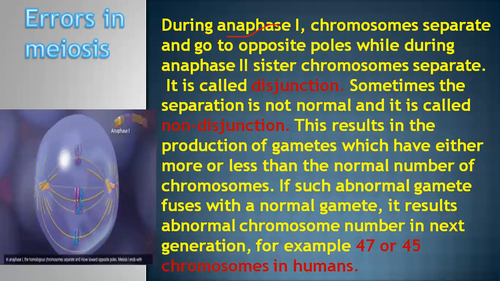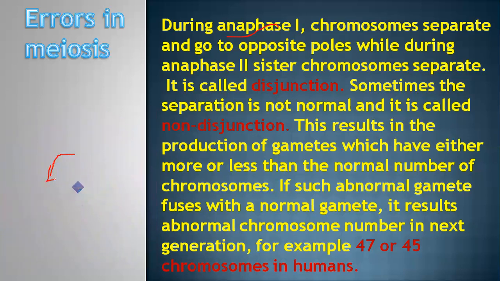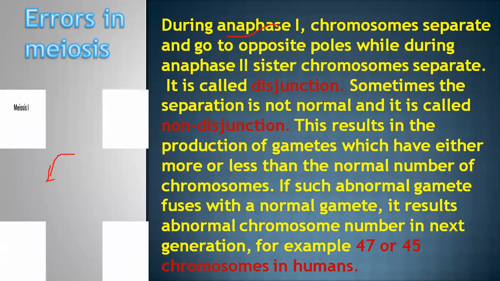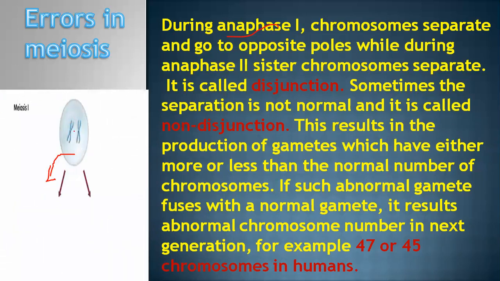Sometimes the separation is not normal, and sometimes they are not completely separated. Sometimes they get attached to one another, and sometimes this set will not be separated and will go on this side, and this is called non-disjunction. You can see here in this diagram in meiosis 1 when these are separated. What happens with non-disjunction is one cell gets empty and the other cell has all the set of chromosomes. So this is called non-disjunction, when the chromosomes are not separated easily.